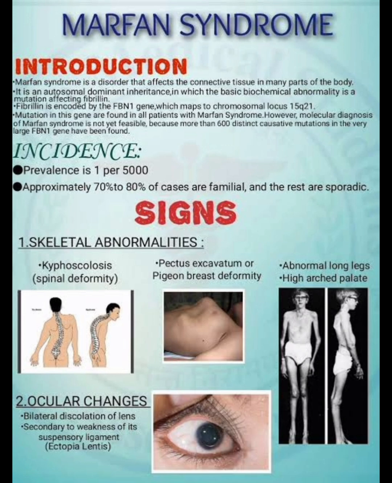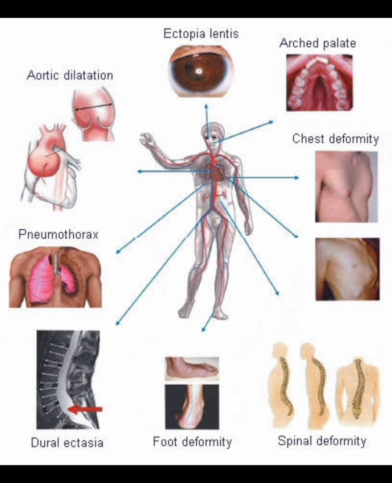So look at the images. Number 1, we find kyphoscoliosis. In the chest we find pectus excavatum or pigeon breast deformity. They have abnormally long legs, a high arched palate, and ocular changes occur, that is bilateral dislocation of the lens secondary to weakness of its suspensory ligaments, called ectopia lentis. In this image, which is also Marfan syndrome, centrally we find ectopia lentis, eye changes, and foot deformity, that is pes planus. Look, pes planus.